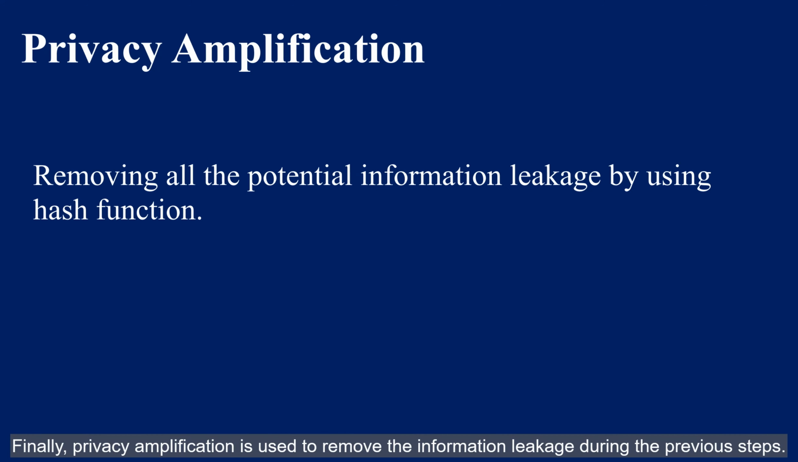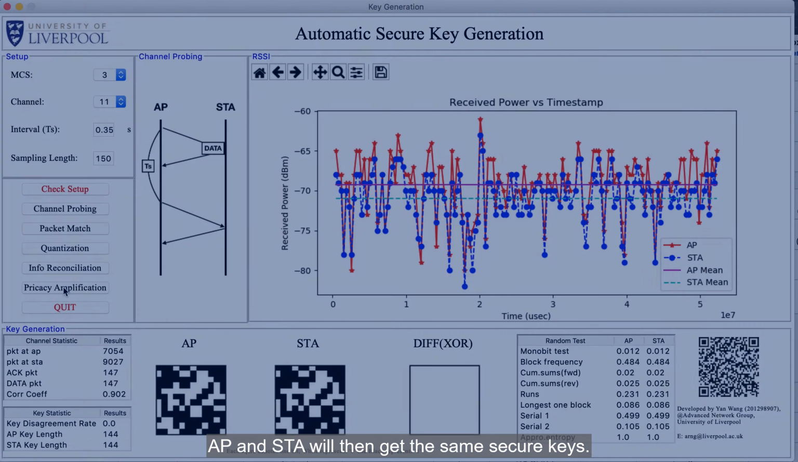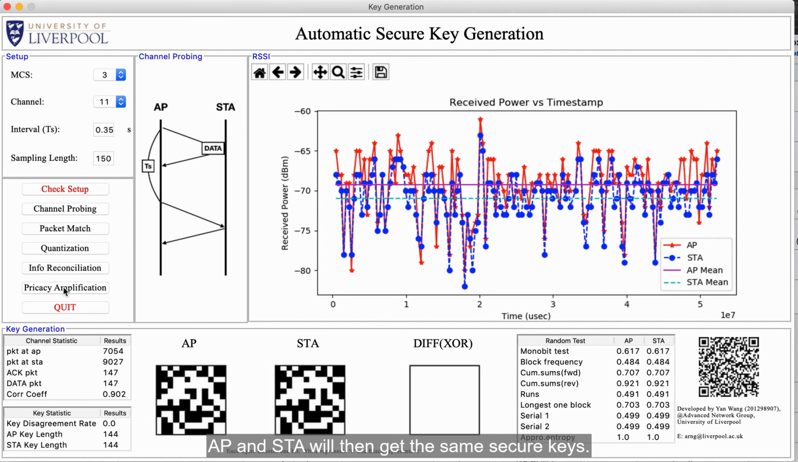Finally, privacy amplification is used to remove the information leakage during the previous steps. This is done by using hash functions. AP and station will then get the same secure key. The key generation process is successfully completed.